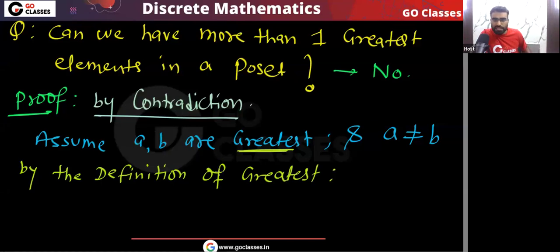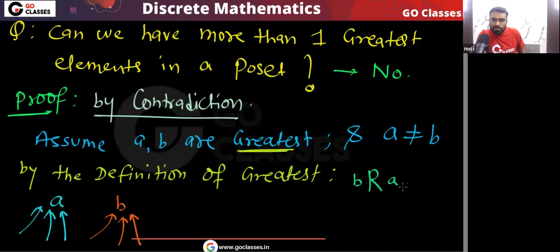By the definition of greatest, A is greatest. What does that mean? Everyone is related to A. B is greatest means everyone is related to B. Remember, everyone is related to A. So can I say B will be related to A? Yes. Similarly, everyone is related to B. So A is related to B. See, they are different elements and you are getting this situation.